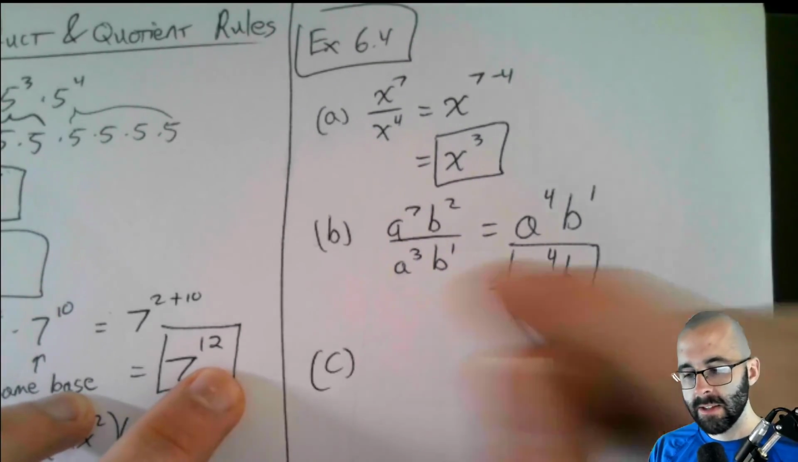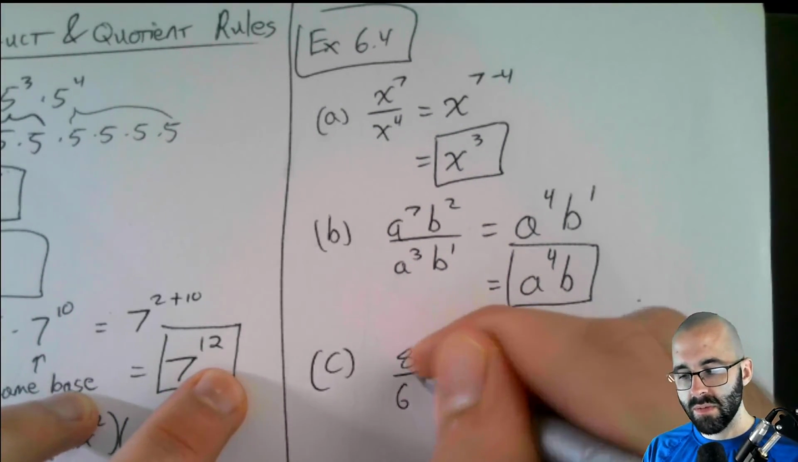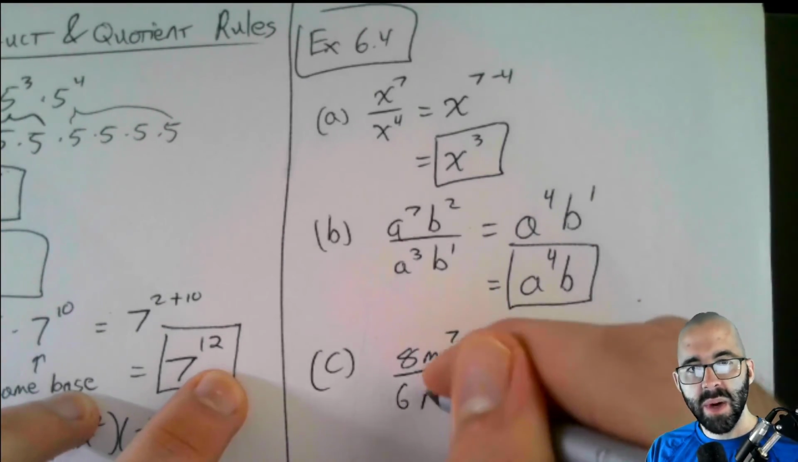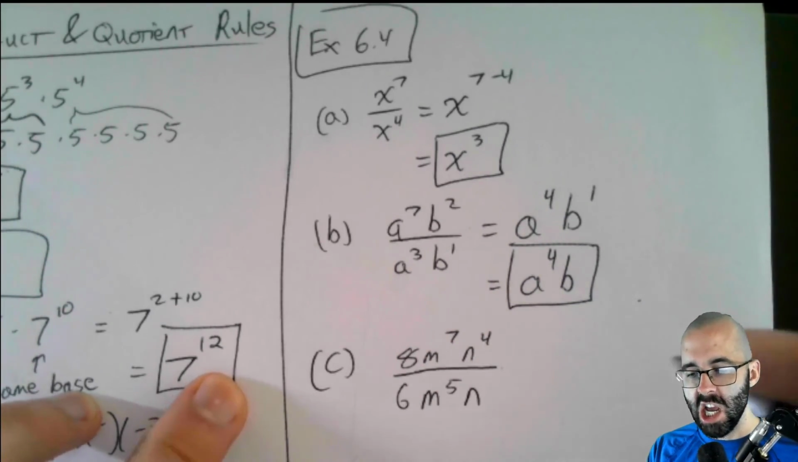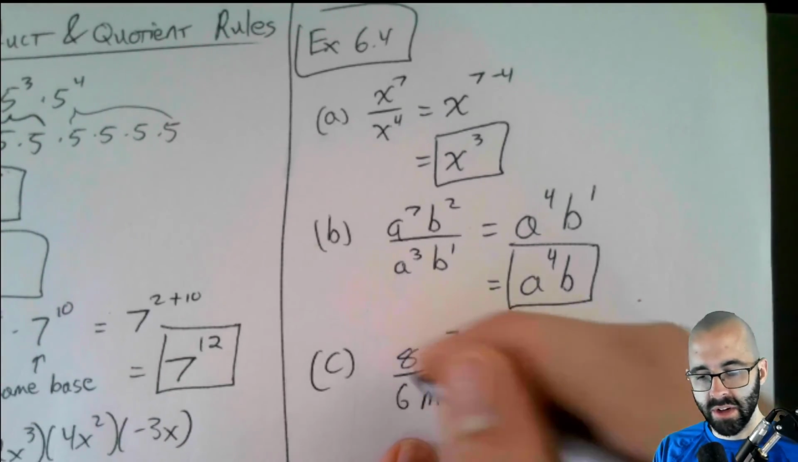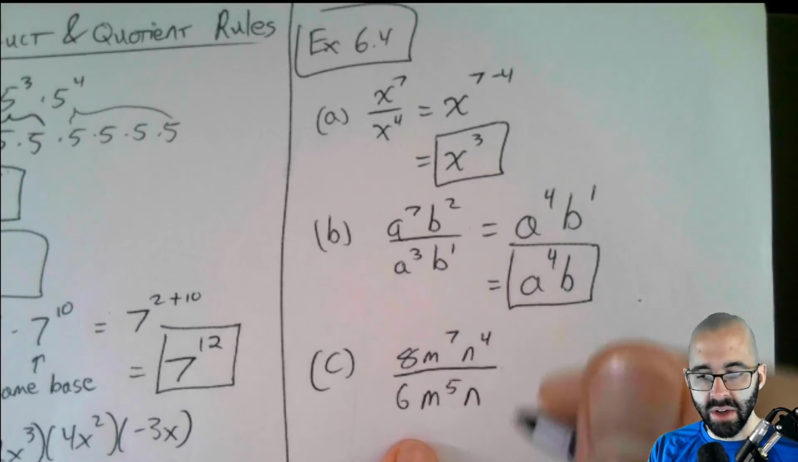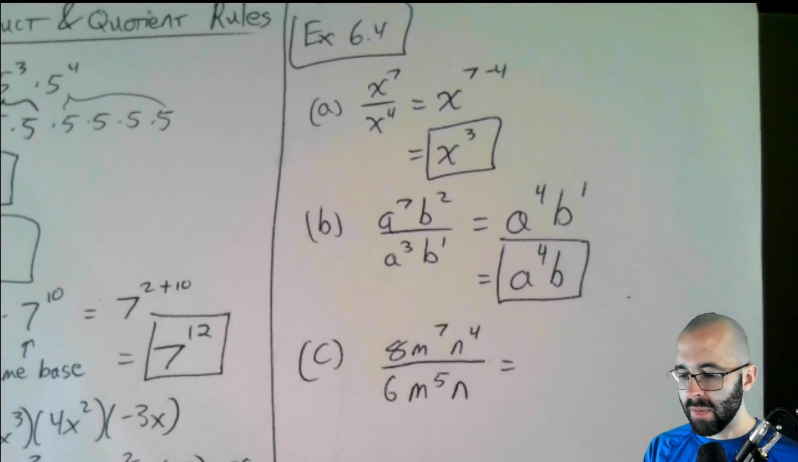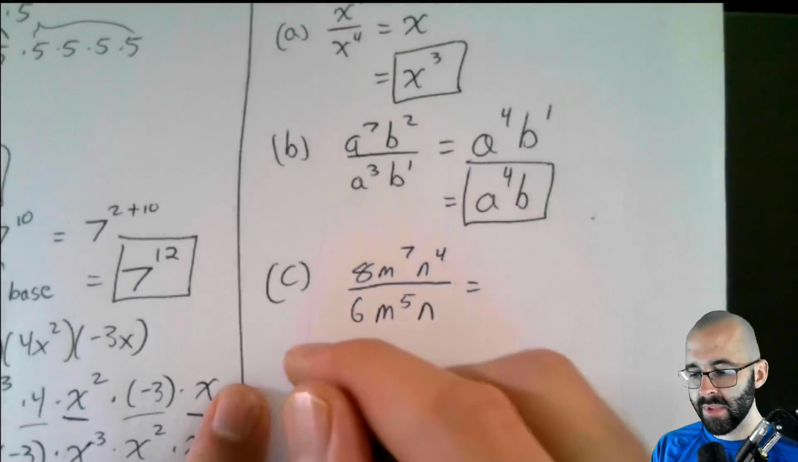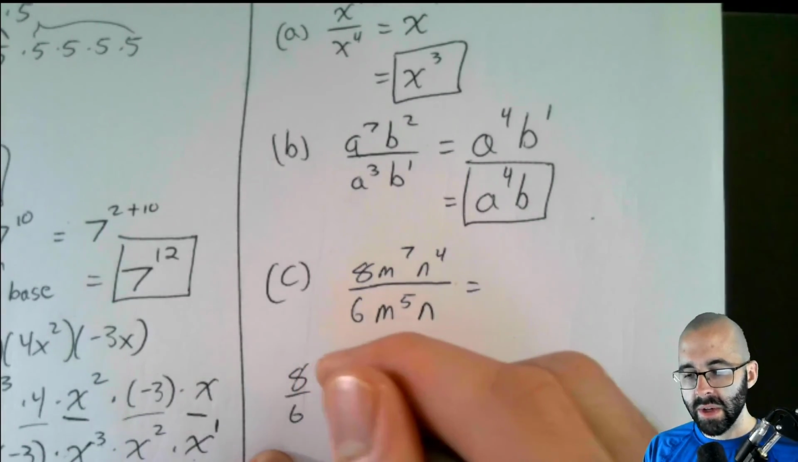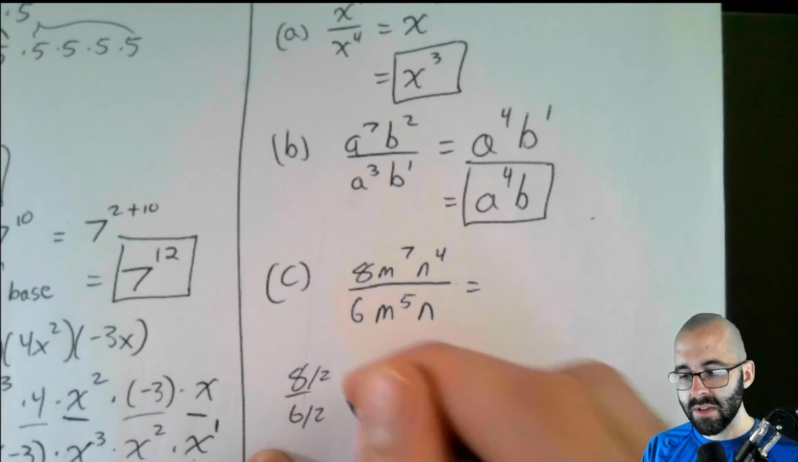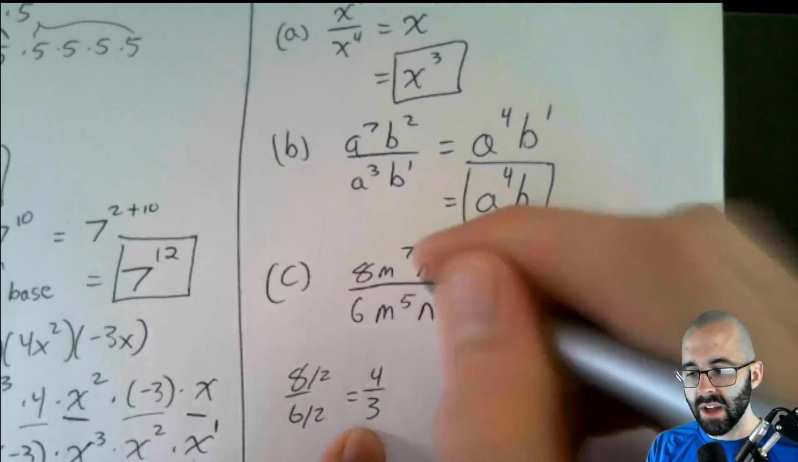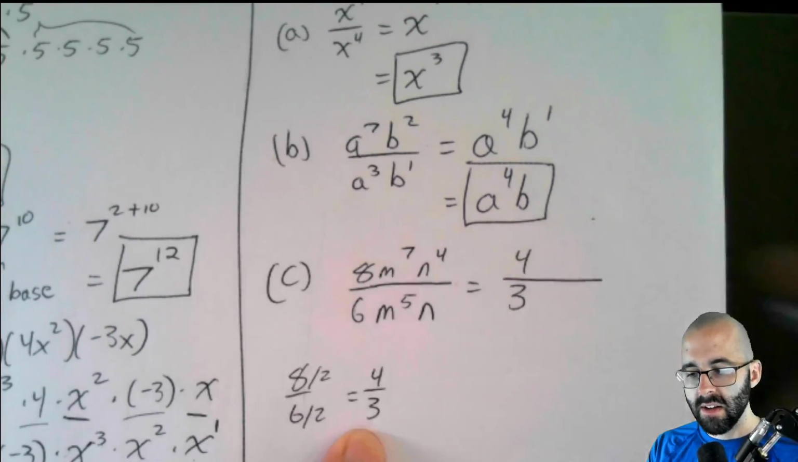And the last problem, we'll have 8 over 6. Whoa, I'm getting ahead of myself. 8m to the 7th, n to the 4th, divided by m to the 5th times n. We'll do the same thing. Everything's multiplied together is why we can do this. Because everything's multiplied together, we just look at the numbers. So maybe off to the side, we'll go, what is 8 divided by 6? Well, we can divide the top by 2 and the bottom by 2. 8 over 2 is 4. 6 over 2 is 3. And say, okay, 8 over 6 simplifies to 4/3.